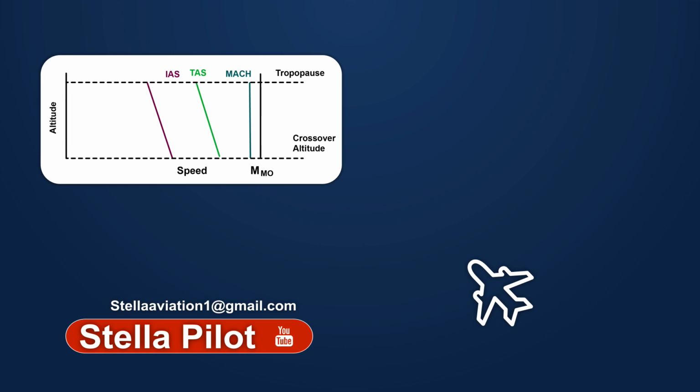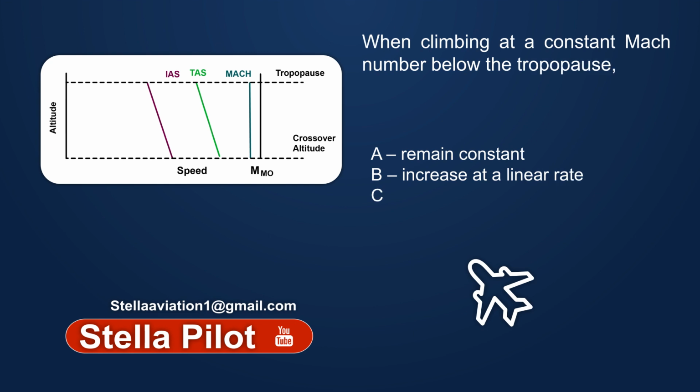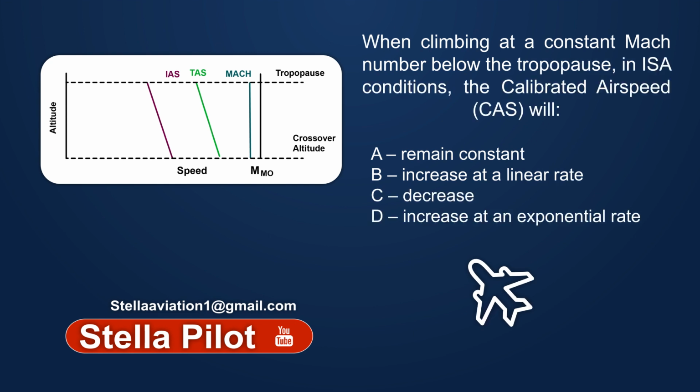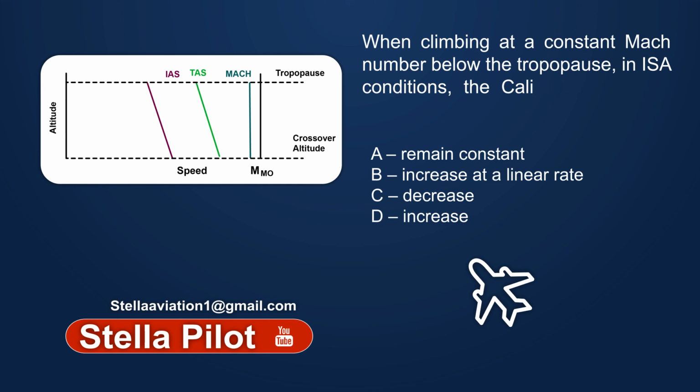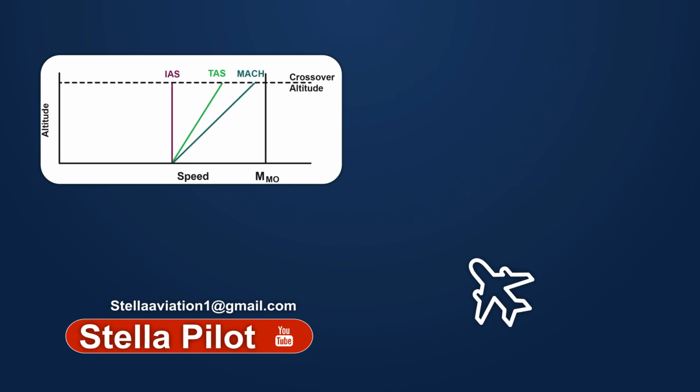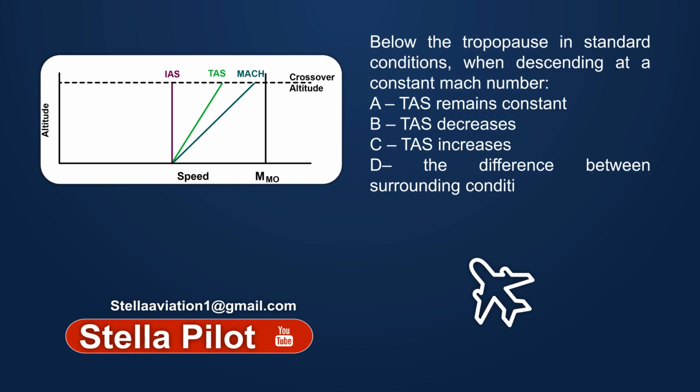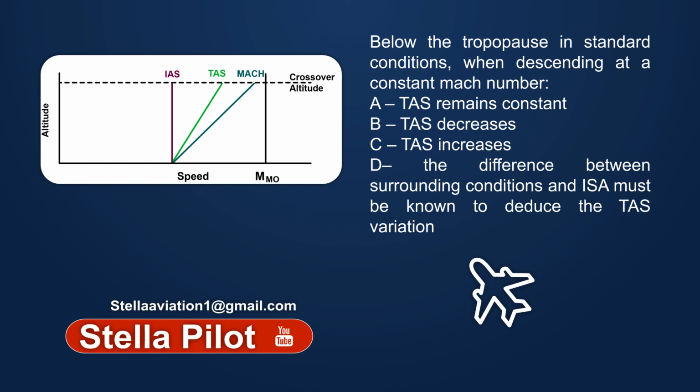Another type of question is about below the tropopause. So, when climbing at a constant Mach number below the tropopause in ISA conditions, the calibrated airspeed will decrease. If you use the figure like this, it's very easy to answer this type of question. So, below the tropopause in standard conditions when descending at a constant Mach number, the answer is true airspeed increases.